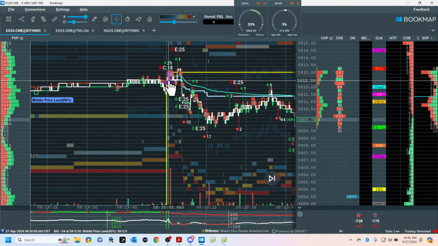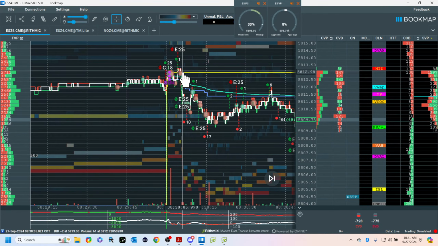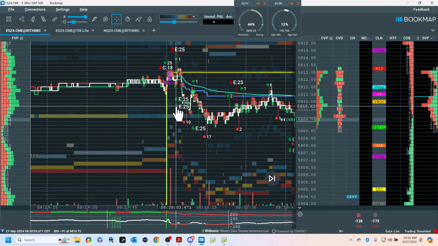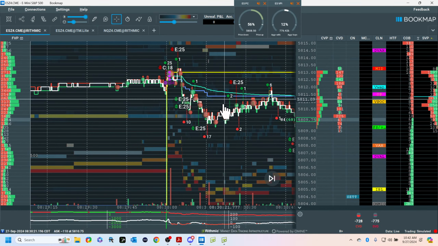So anyway, market opens here. This is a developing volume point of control. Now my bias is long, even though I want to be short. So this is the thing. I want to be short, but I'm looking for longs, because of the stat that's up on top.